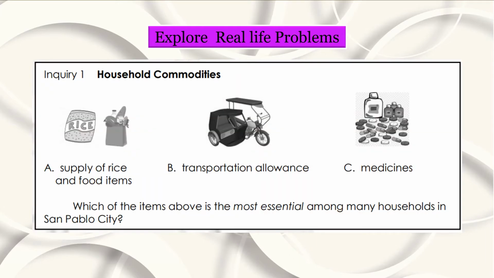The first inquiry is the household commodities. We have here letter A, supply of rice and food items. B, transportation allowance. C, medicine. The inquiry here is, which of the items above is the most essential among many households in San Pablo City? We all know that these three, supply of rice and food items, transportation allowance, and medicine, are essential. But what is the most essential in many households of San Pablo City?